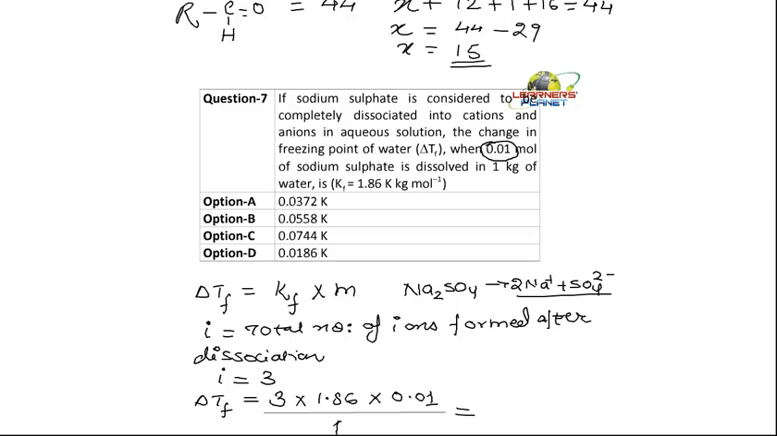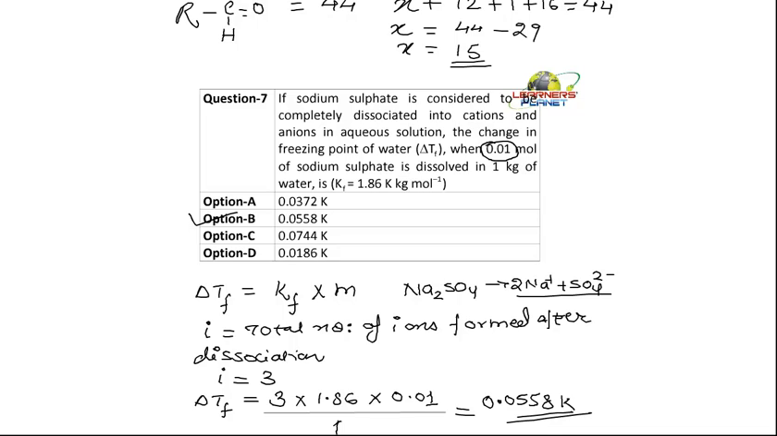Right? So what will be your answer? It is 3 multiplied by 1.86 multiplied by 0.01, and it gives you 0.0558 Kelvin. Okay, so the freezing point depression is equal to 0.0558 Kelvin. Right? So this was your question.